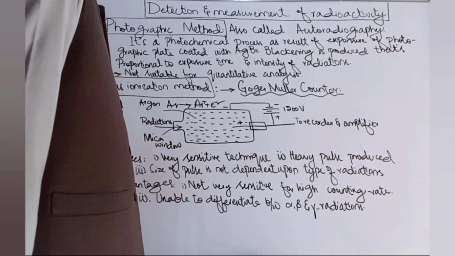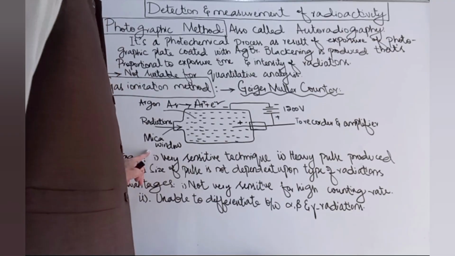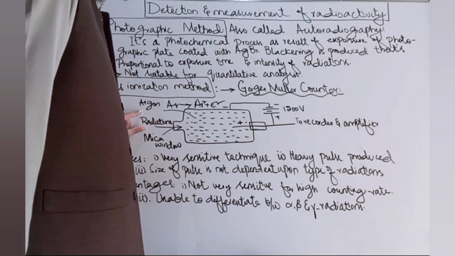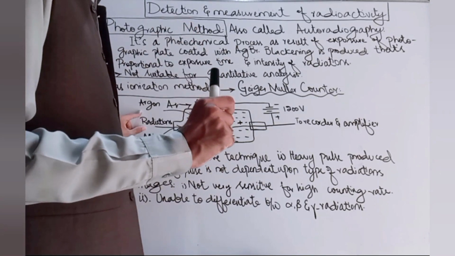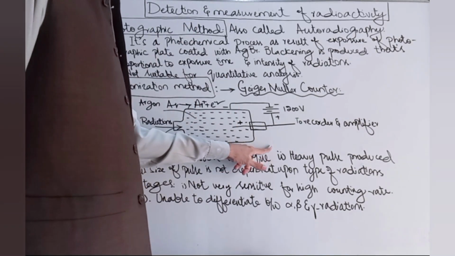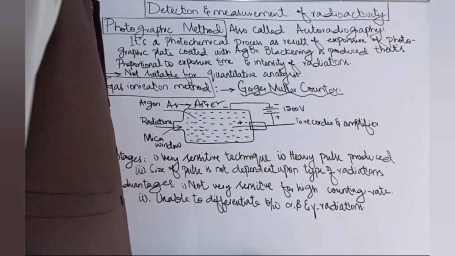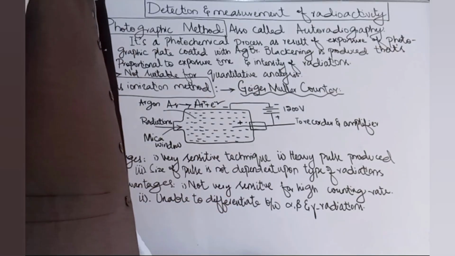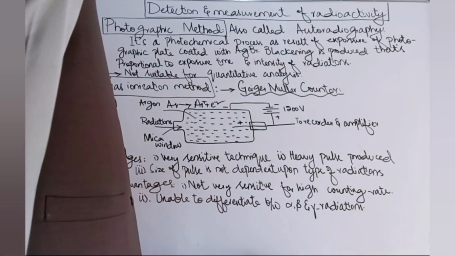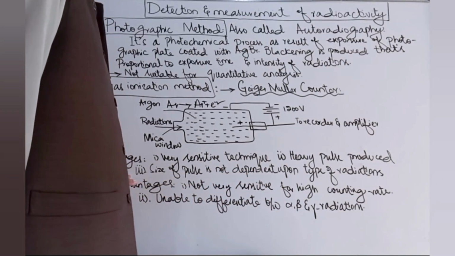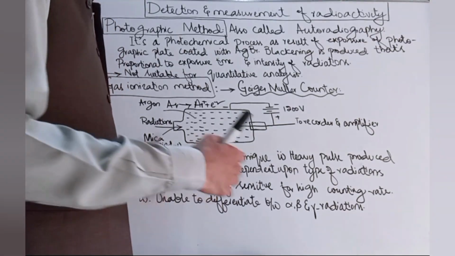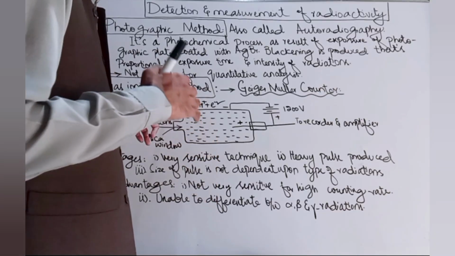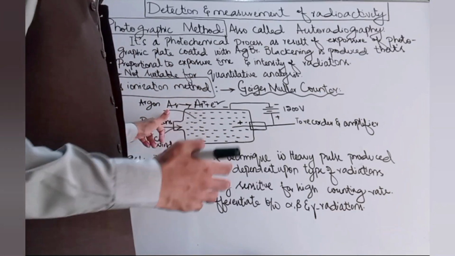If we talk about the advantages, the first advantage of the GM counter is that it's a very sensitive technique that can measure and detect a very small amount of radiation. The second advantage is that a heavy pulse is produced. In most cases, the magnitude of the pulse of current is very high, so an amplifier is not needed. The third advantage is that the size of the pulse is not dependent upon the type of radiation. Whatever the type of radiation, alpha, beta, gamma, the magnitude of the pulse is almost the same in all three cases.